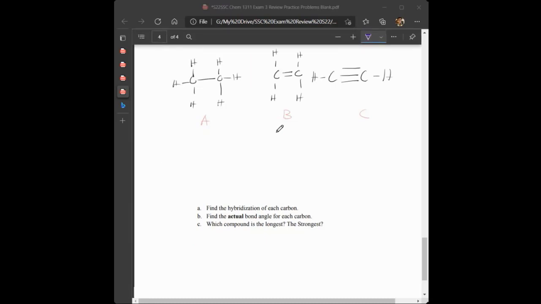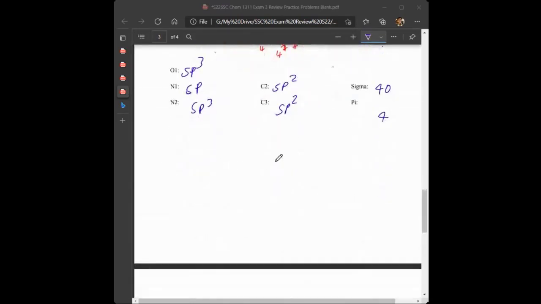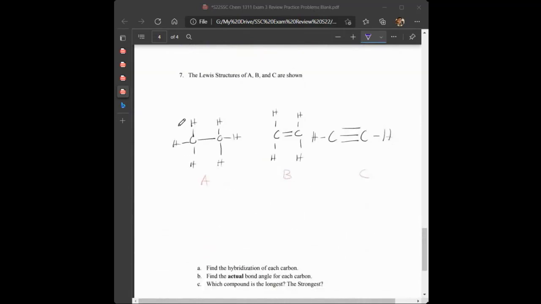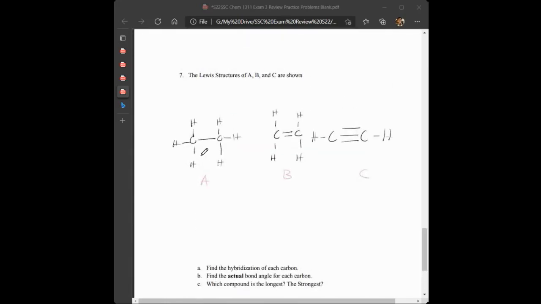Okay, so sorry about the technical difficulties, you all. So what's going to happen for 7 is that the Lewis structures are shown, and we're asked to find the hybridization of each carbon, and we're also asked to find the actual bond angle, and which compound is the longest and the strongest. Okay, so we can just go ahead and get started on the hybridization.